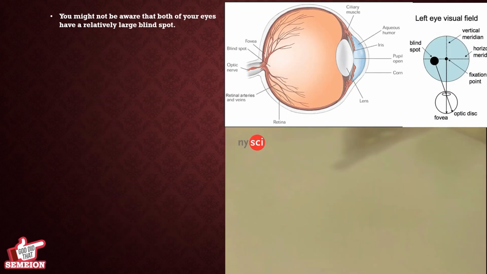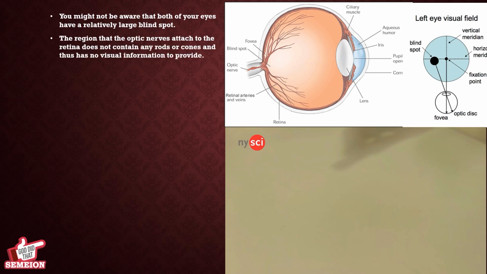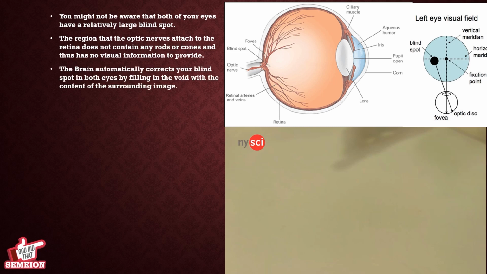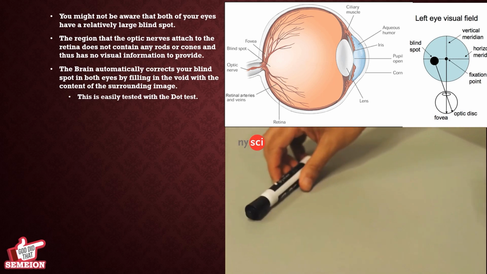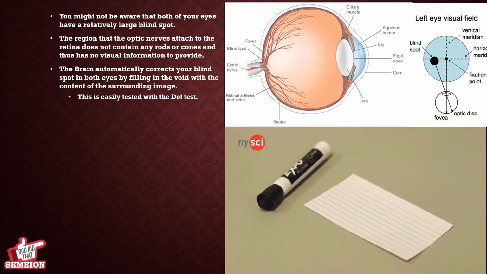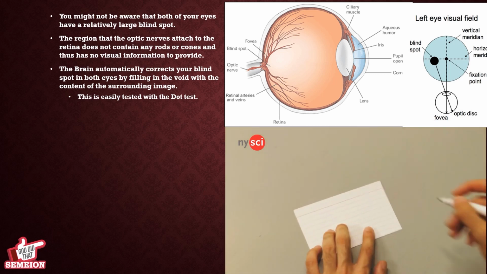You might not be aware, though, that both of your eyes have a relatively large blind spot. The region that the optic nerves attach to the retina does not contain any rods or cones and thus has no visual information to provide. The brain, however, automatically corrects your blind spot in both eyes by filling in the void with the content of the surrounding image. This is easily tested with a process known as the dot test.